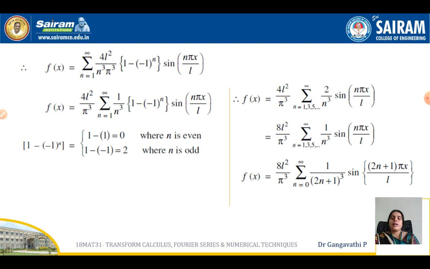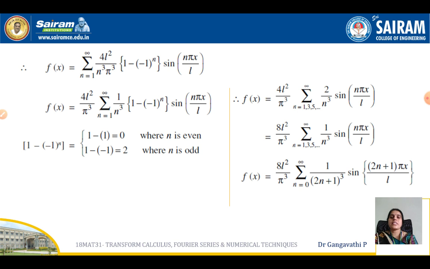So if this is the answer that we have completed, we can go further ahead. When we substitute for bn, we had got this, and we can further simplify. 4l square by pi cube is the constant because under the summation only n takes the values. So keep only the n terms inside the summation.